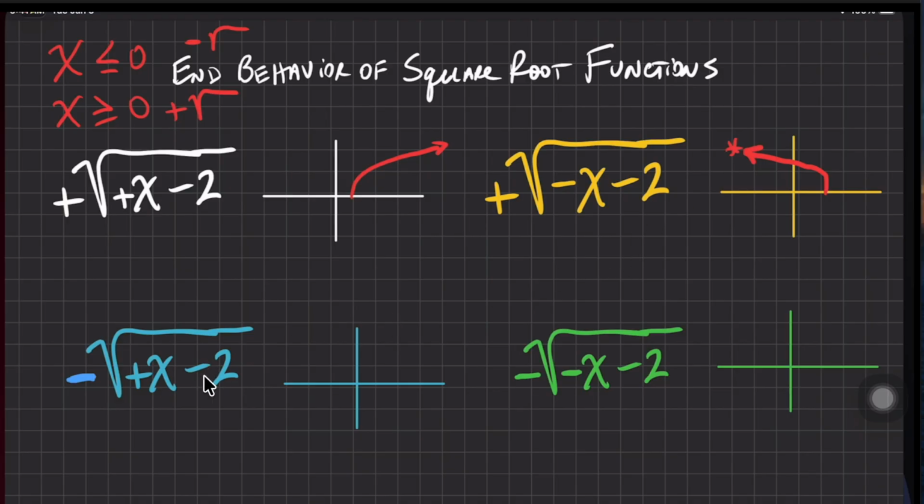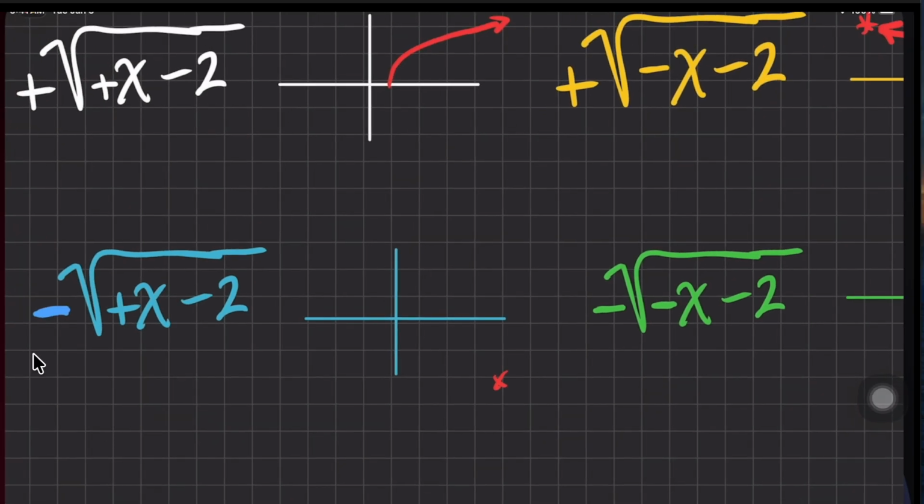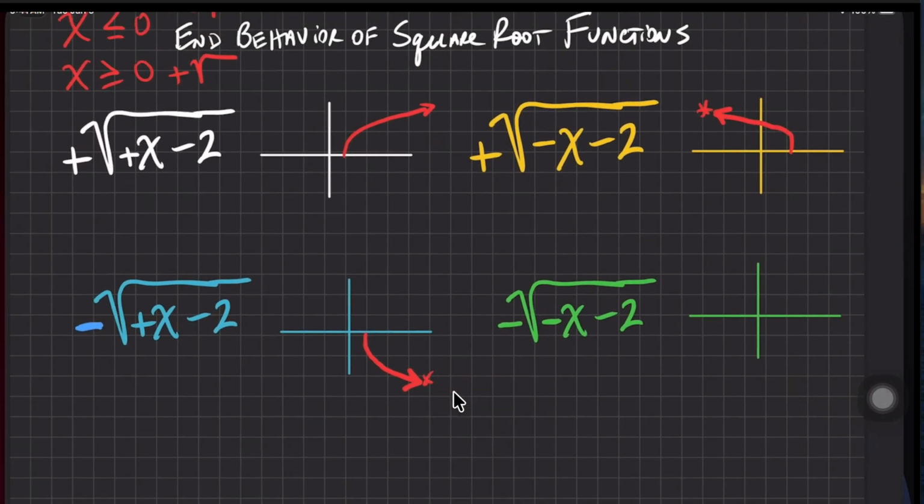Coming down here, this graph's end behavior is going to be towards where x is positive and the y value is negative. That's going to be down here in the fourth quadrant. So we're going to get to the vertex. Because of that minus sign outside of the radical, the first move is down, and it's going to continue where the y values are negative.